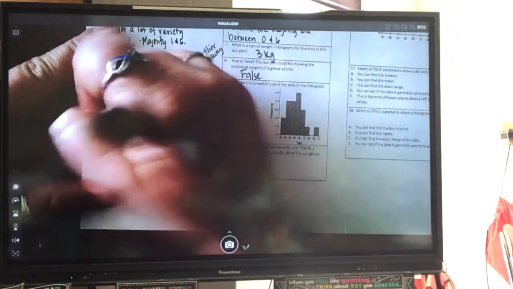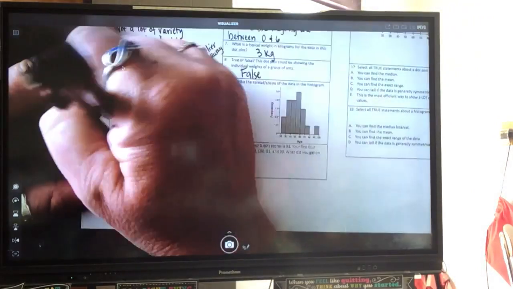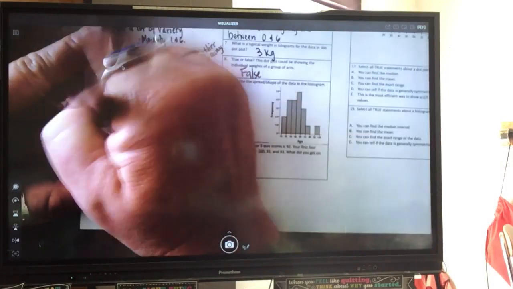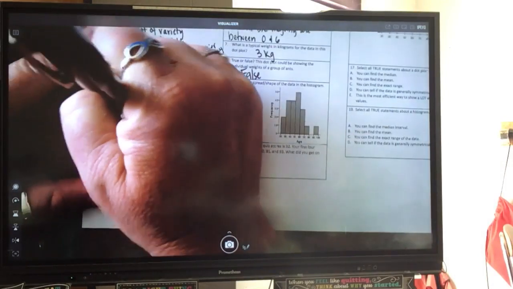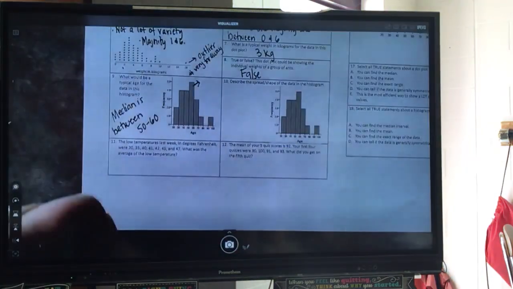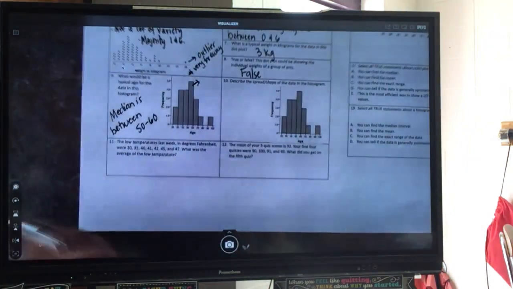So, yes, we're going to say the median is between 50 and 60. Alright, describe the spread or shape of the data in the histogram.